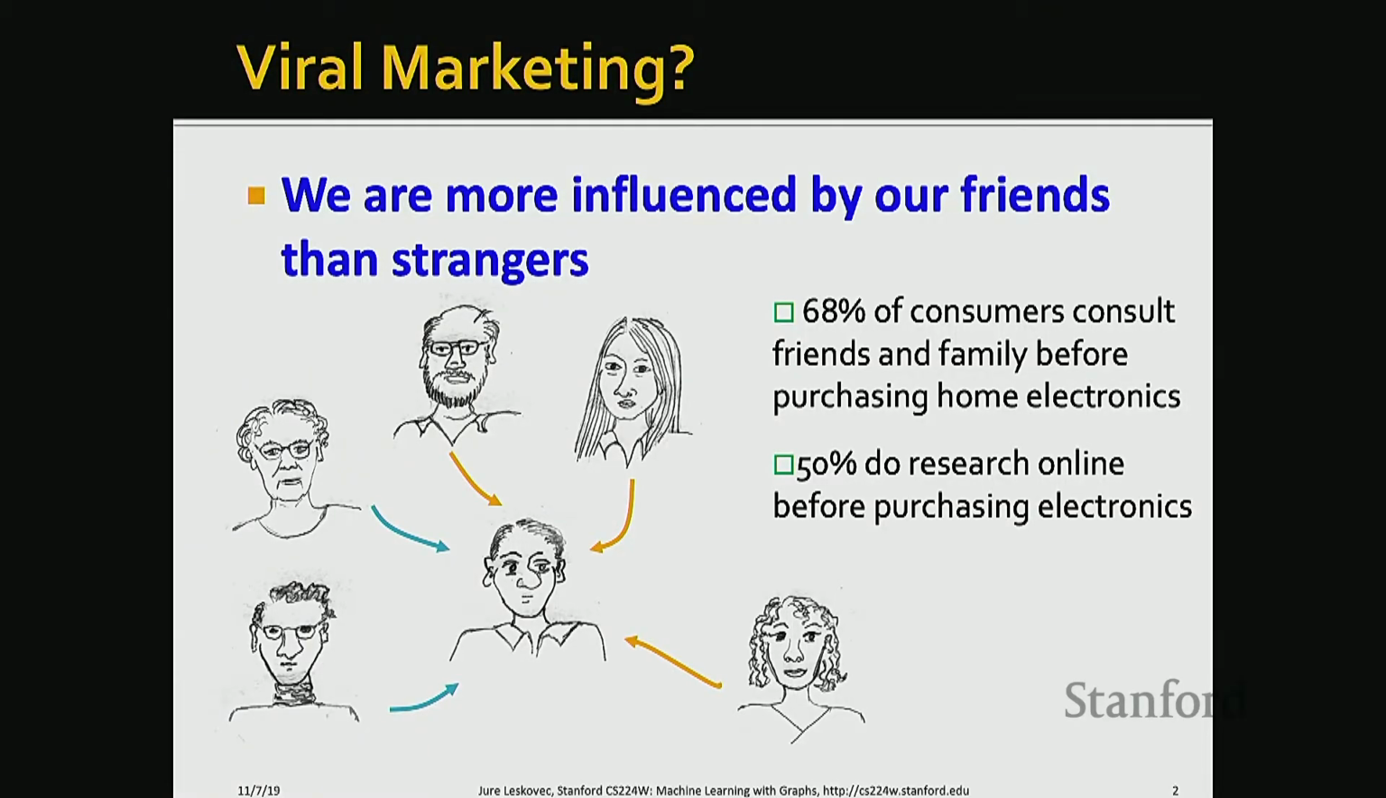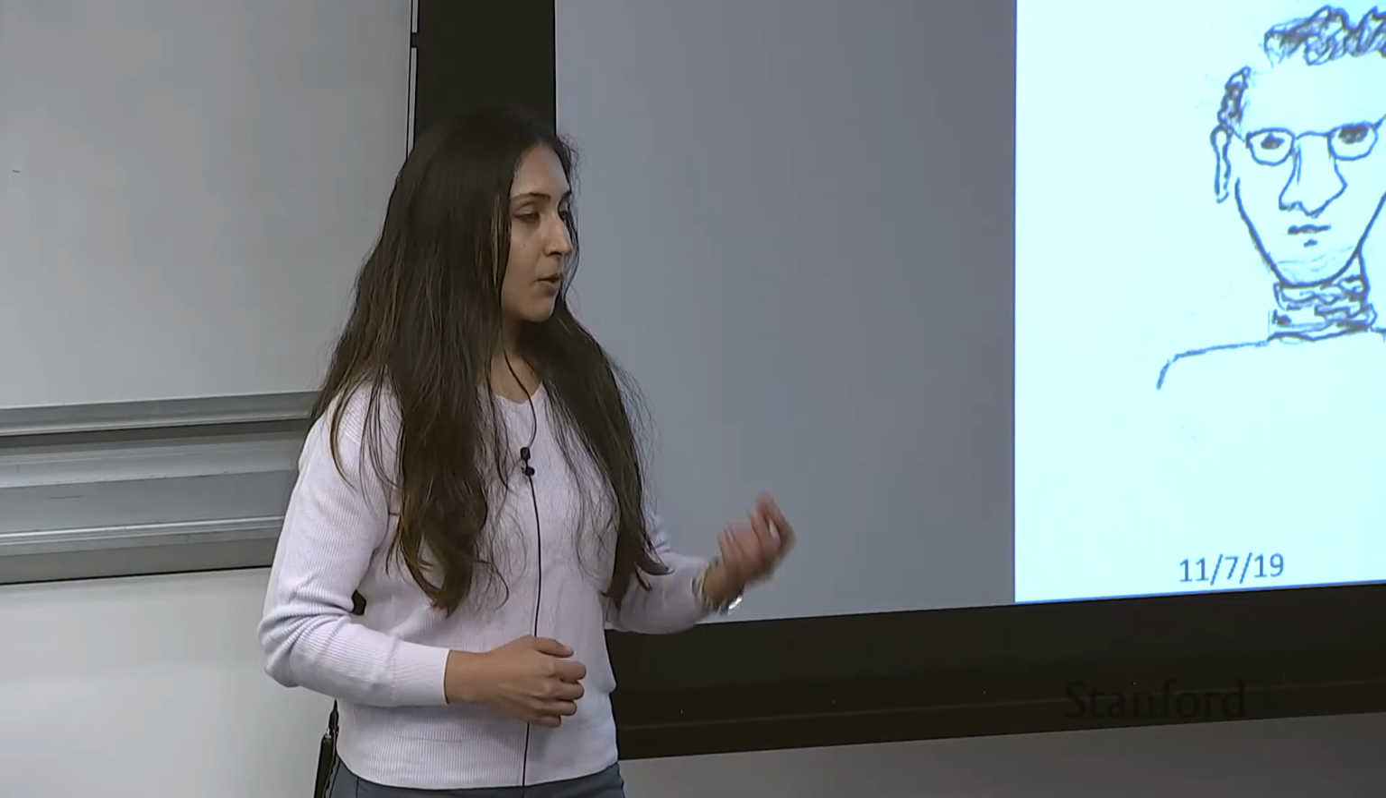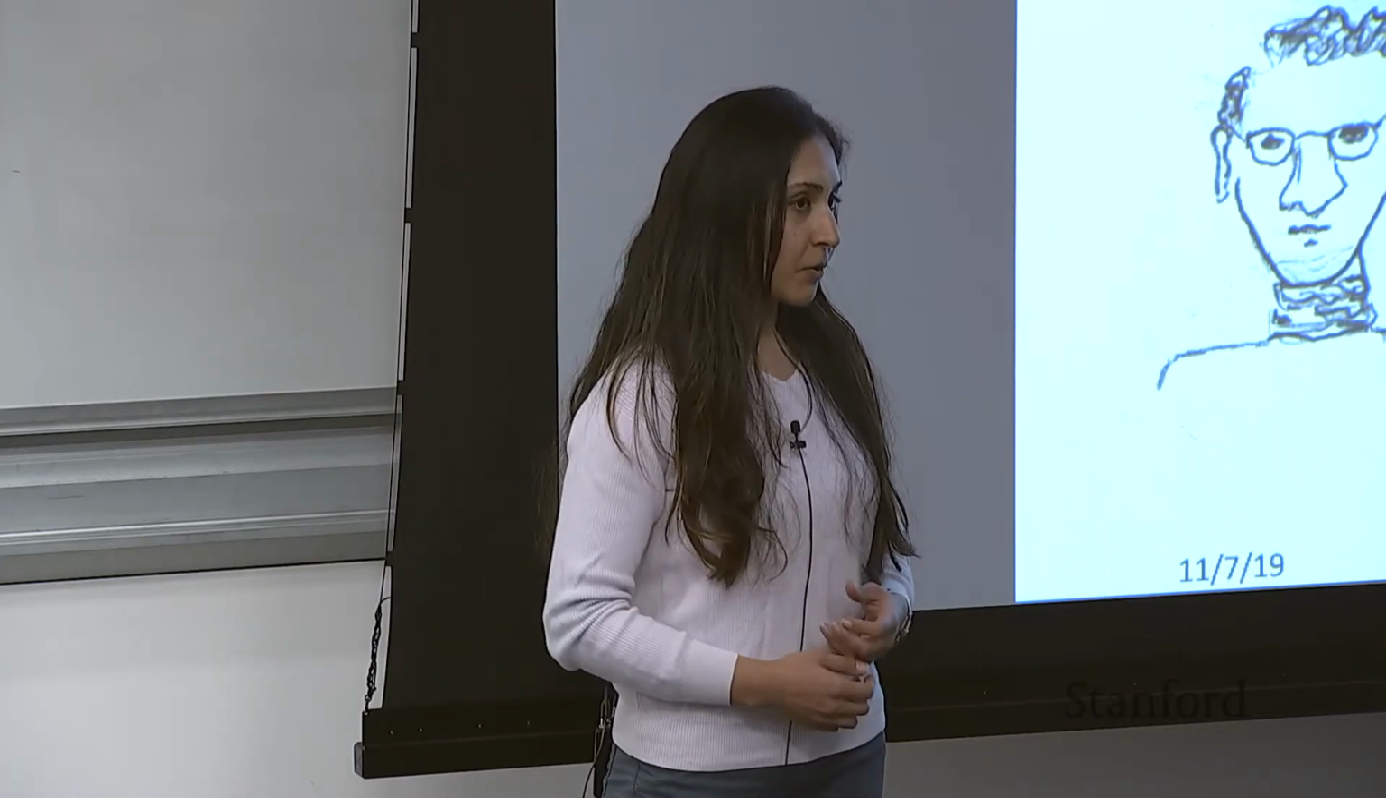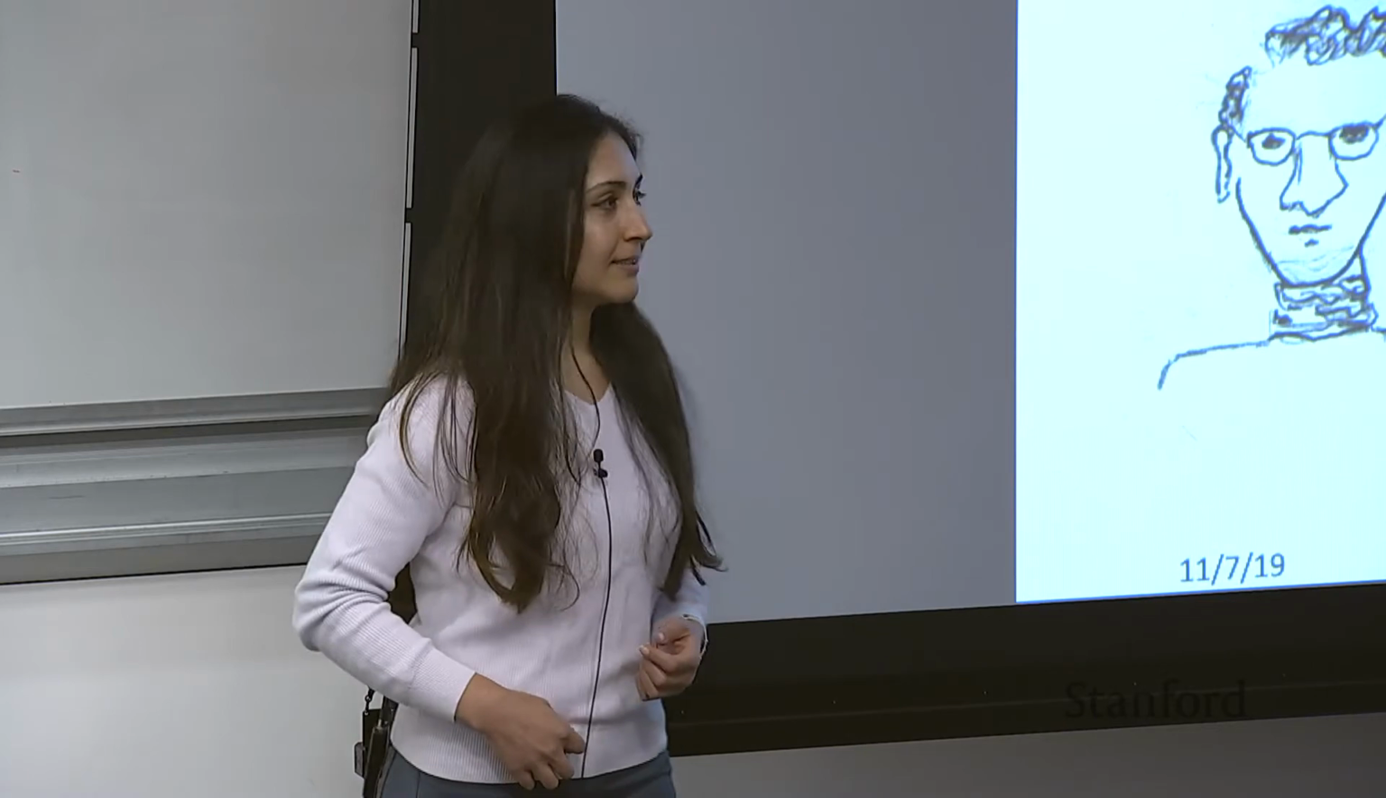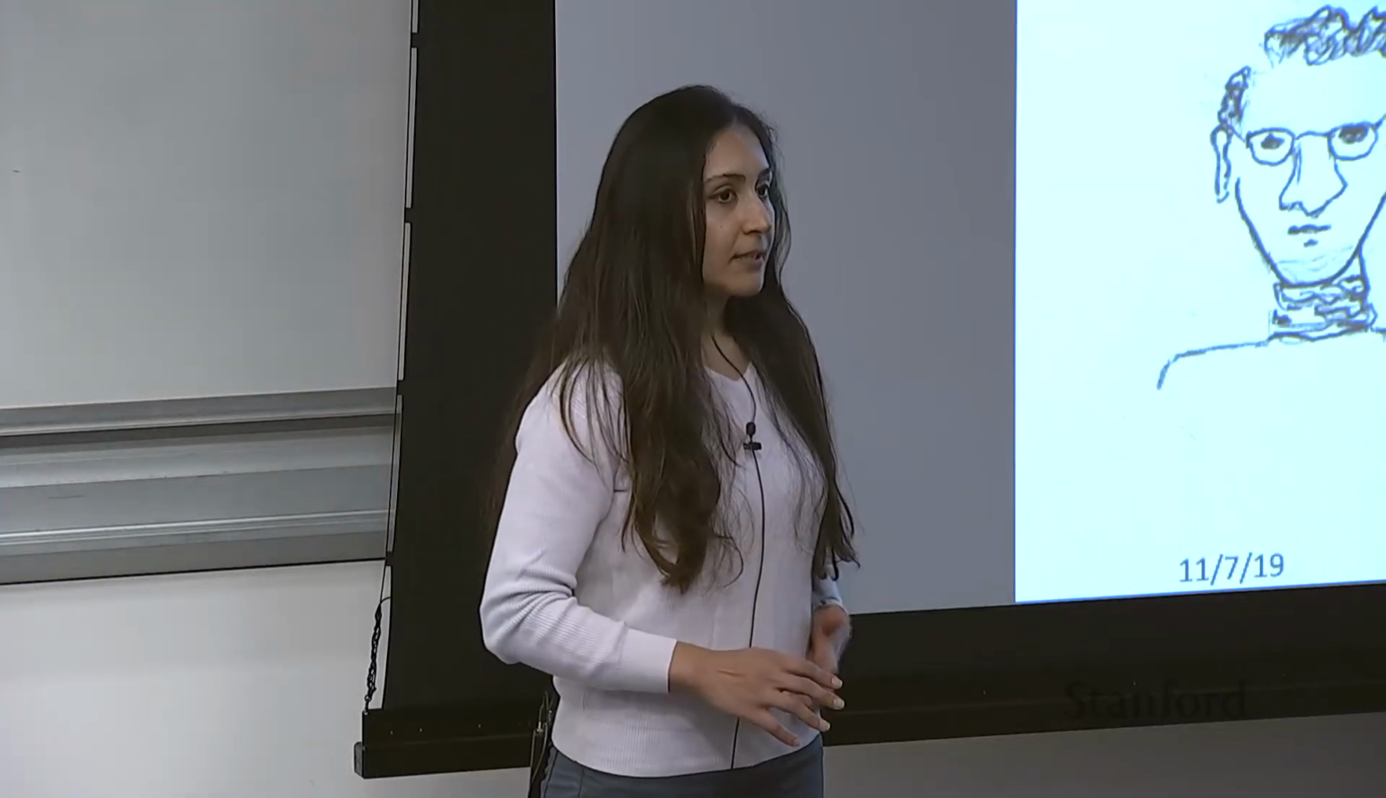Marketing research showed that we are more influenced by our friends and family and people whom we know compared to random people. For example, researchers have shown that 68% of people consult their friends, but only 50% check reviews online about a product when they want to purchase something. The reason is that we can trust our friends and family more than random people and random reviews. So it's really important to analyze this process when we want to maximize the influence or adoption of behavior throughout our network.